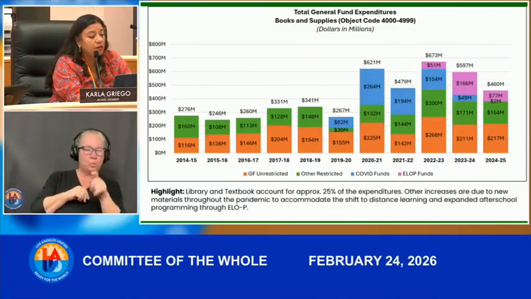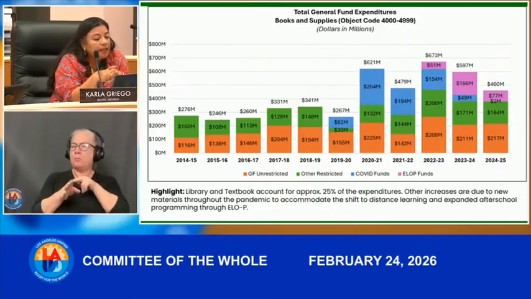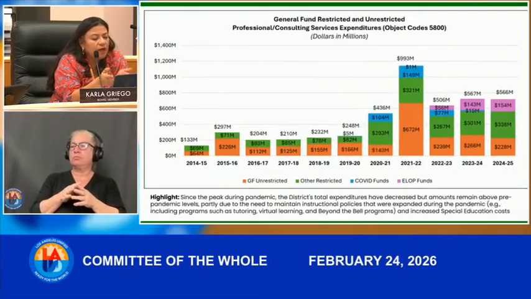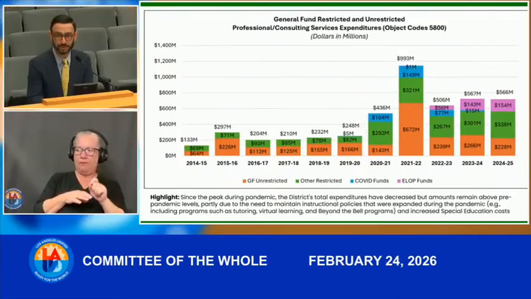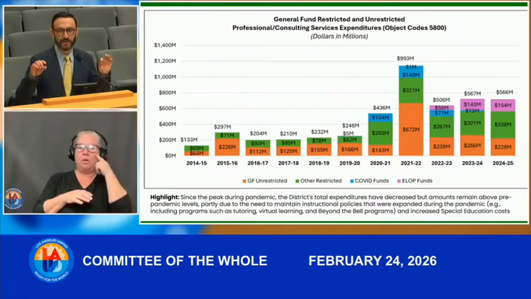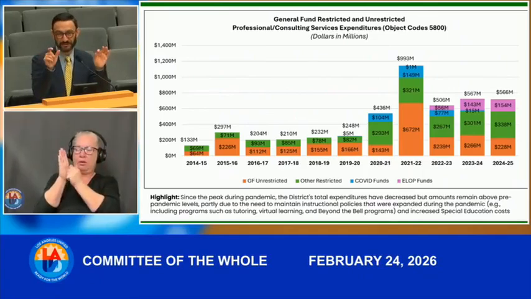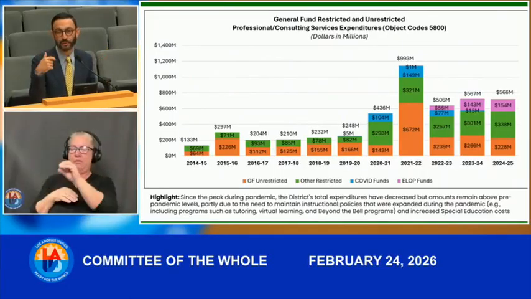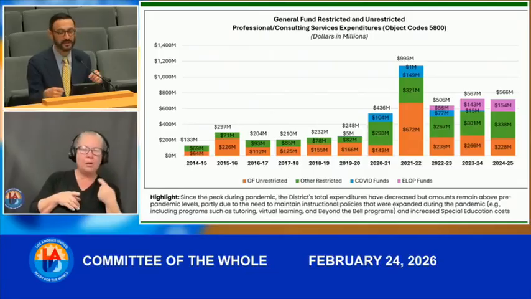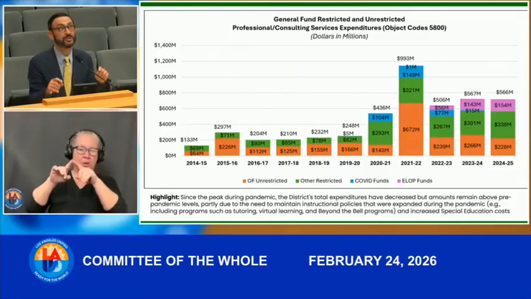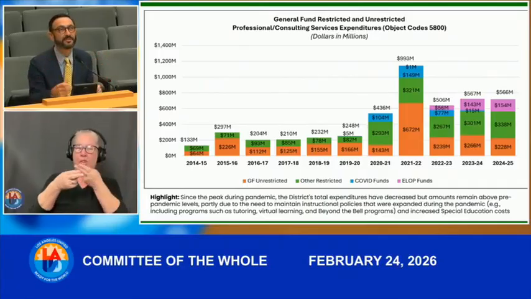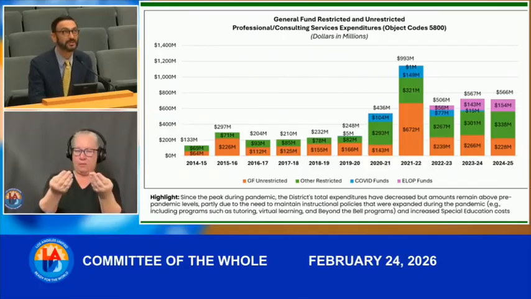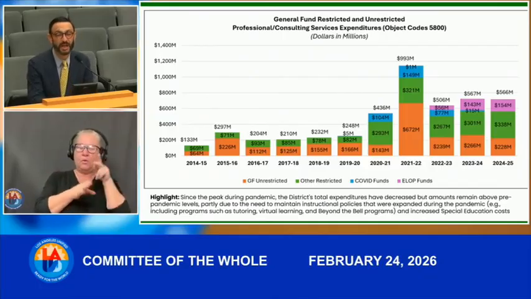Let's see, professional. It says here object code 5800. What is object code 5800? So, per the California School Accounting Manual, there are object codes. They're numerical codes that we have to report spending within. So we also budget using these codes, and we have expenditures within these codes. The name given to object code 5800, or the description, is professional consulting services. The 5800 is just the code.